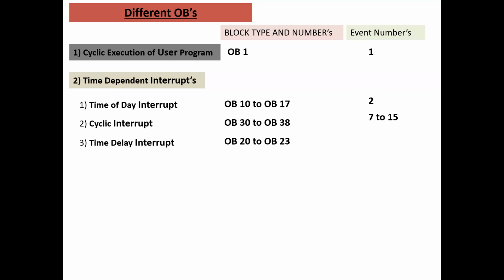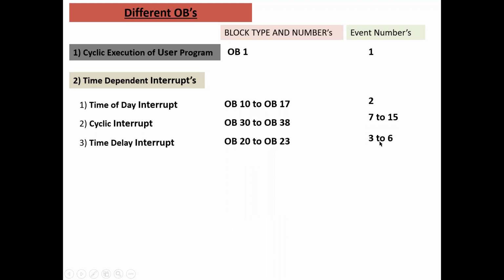S7-1200 is a high-end controller, which can handle a large number of inputs and outputs. Generally that is used for handling a large number of analog IOs, because this high-end controller has a faster scan cycle compared to the 300 system. Here the event numbers are 3 to 6.